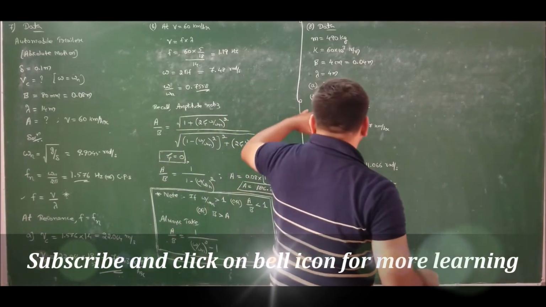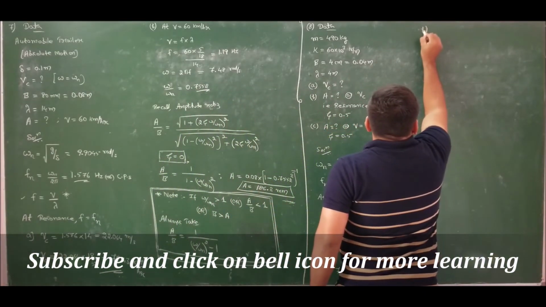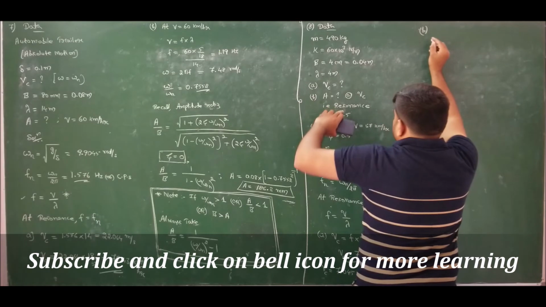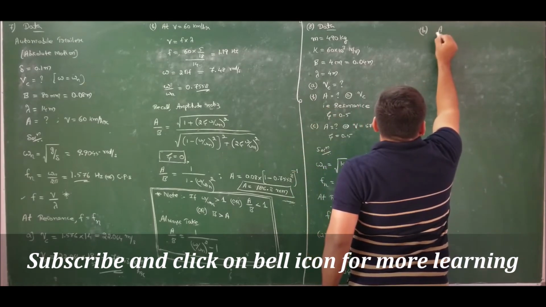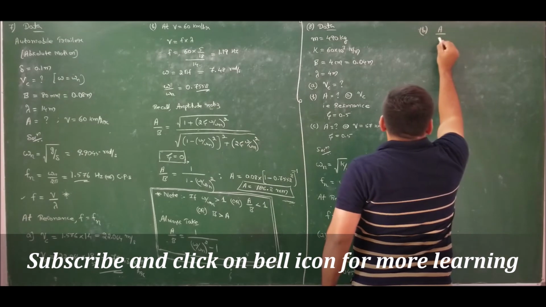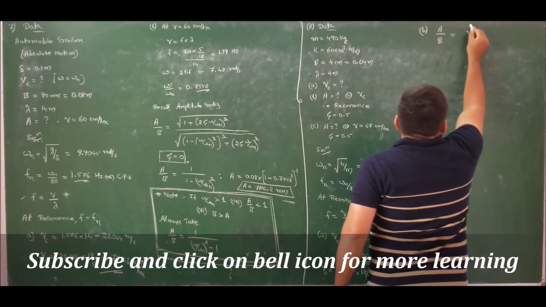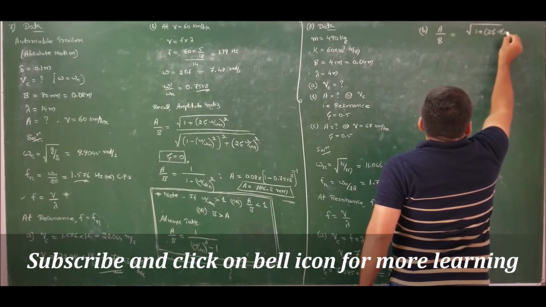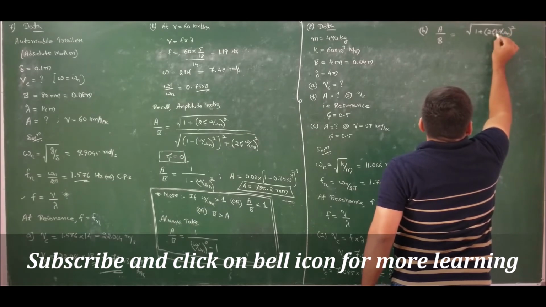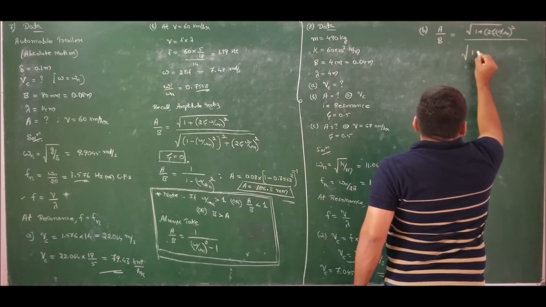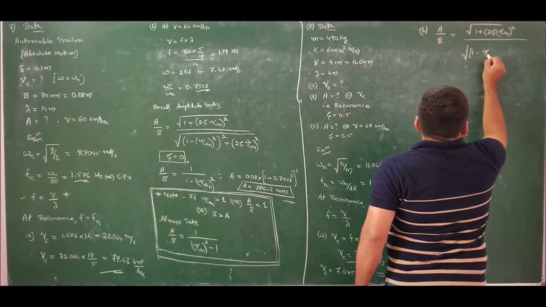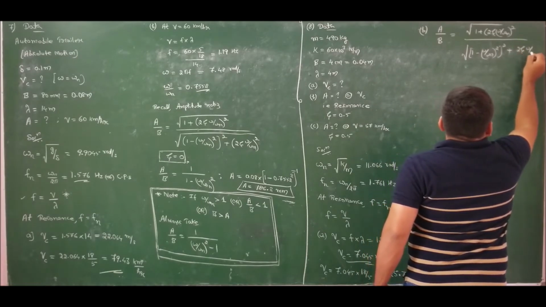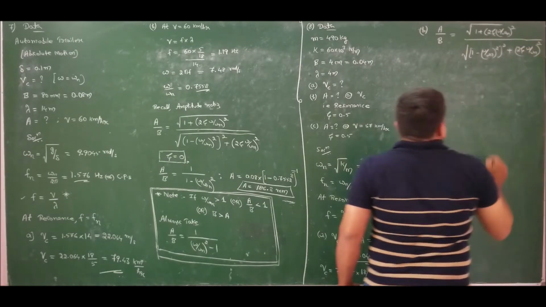Now moving ahead for case B. In case B, we want to find A at resonance, correct? We know that for automobiles, that is for absolute motion, A by B is given by root of 1 plus 2 zeta omega by omega n whole square, divided by square root of 1 minus omega by omega n whole square plus 2 zeta omega by omega n whole square, right?